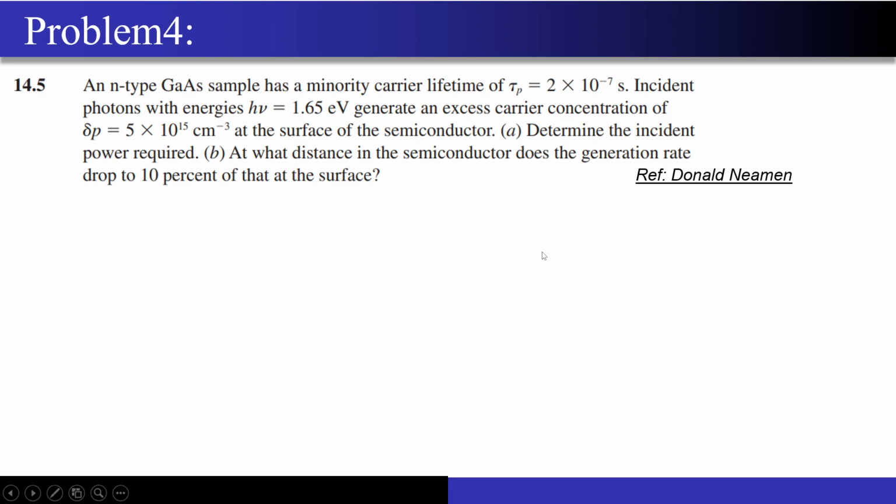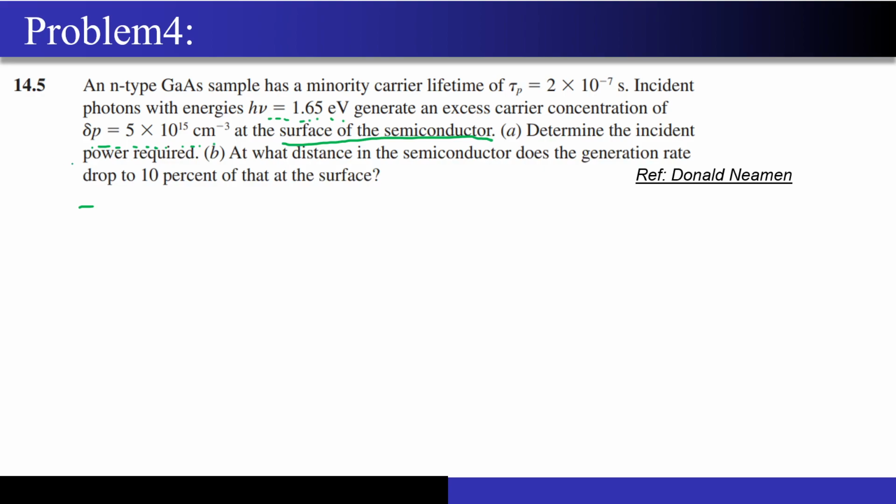So now let's look at problem number 4 over here. So what is this problem asking us, right? An n-type gallium arsenide sample has a minority carrier lifetime of 2 into 10 to the power minus 7 seconds. Incident photons with energy, okay, they have directly given the energy, generate an excess carrier concentration of delta P equal to 5 into 10 to the power 15 per centimeter cube, right? At the surface of the semiconductor.